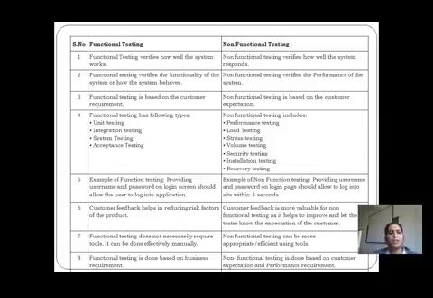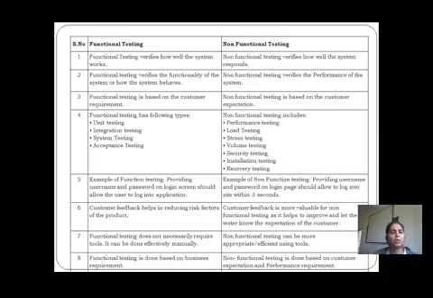Now the third difference between the functional and non-functional testing is that functional testing is based on the customer requirement. This is the main important point. Each and every time remember that in functional testing, the functional requirements are totally based on the customer's requirement.